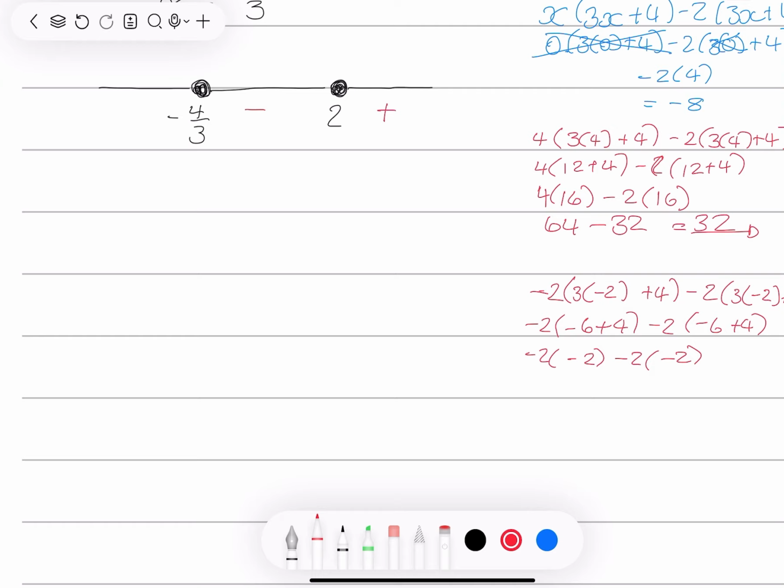Negative times the negative there is positive. 2 times 2 is 4. 4 plus 4 gives us 8. So our answer again is positive.